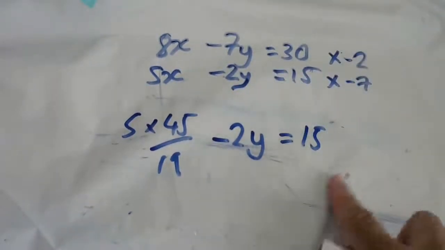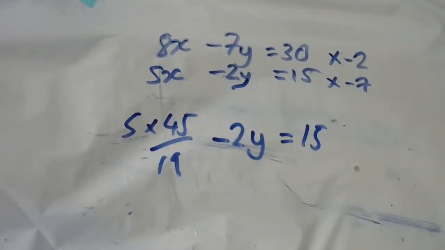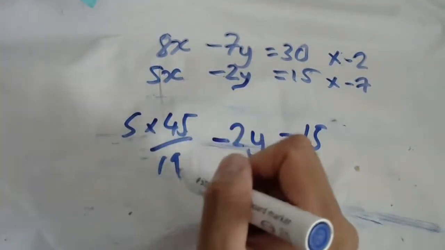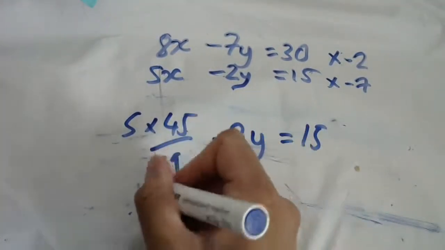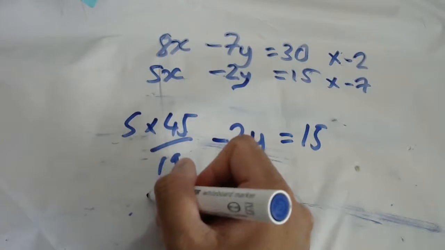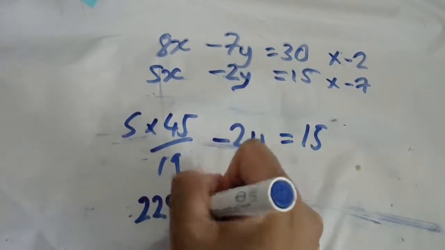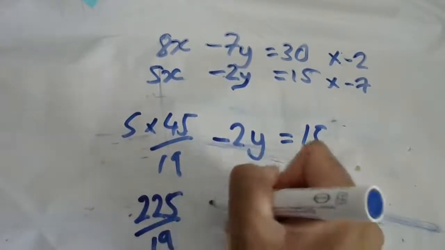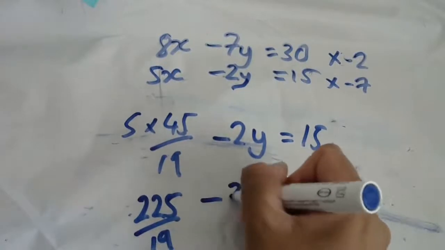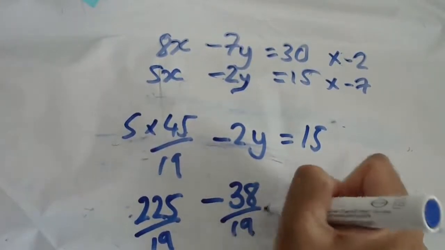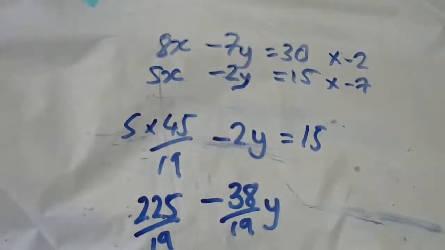So if you've got one fraction in your question, the best thing to do is make everything over the same denominator. So 5 times 45, that's what, 225? 90, 180, 225, yeah. So that's 225 over 19 minus 38 over 19y. Now, where did that come from? That's me having the same denominator and everything. 38 divided by 19 is 2, yeah?